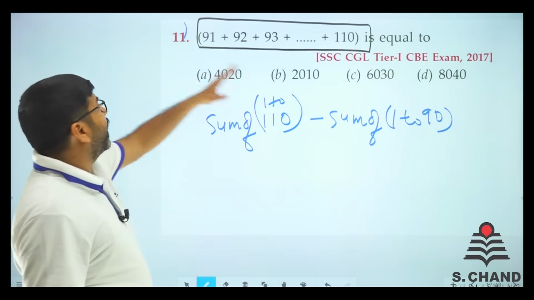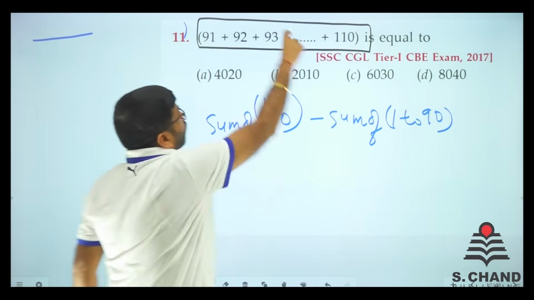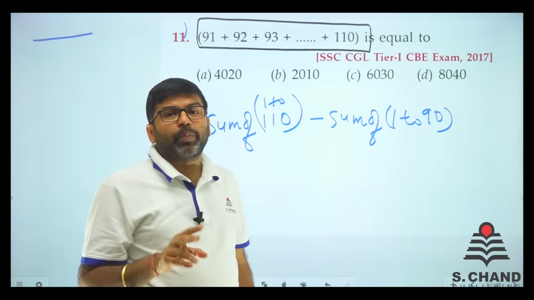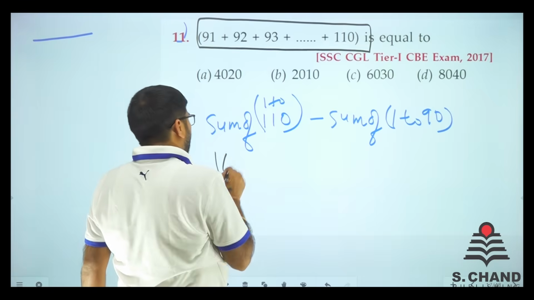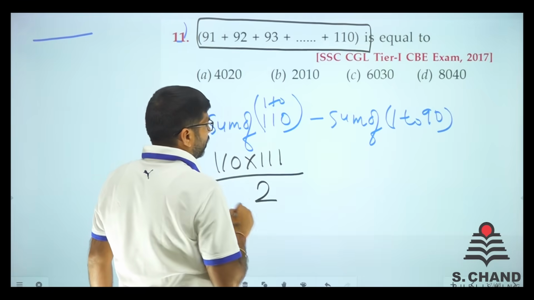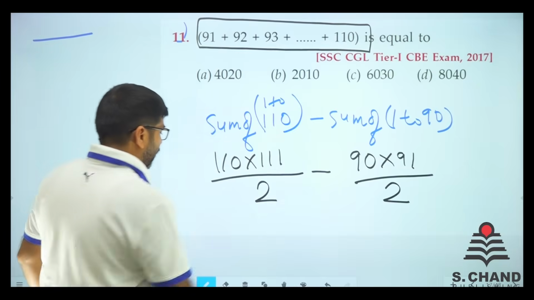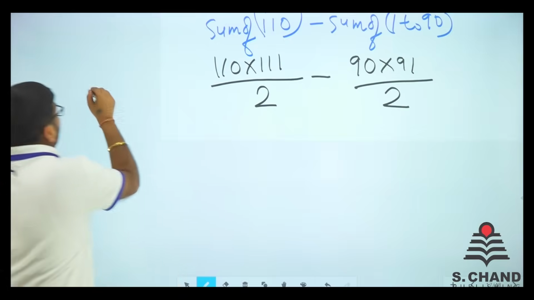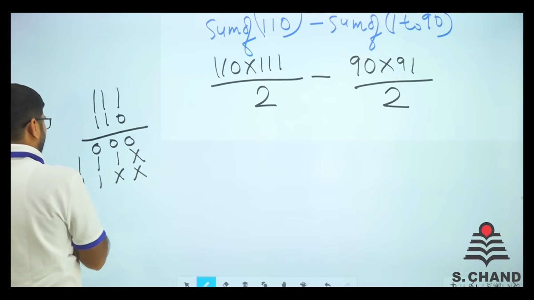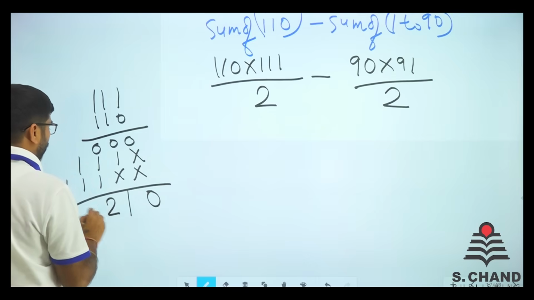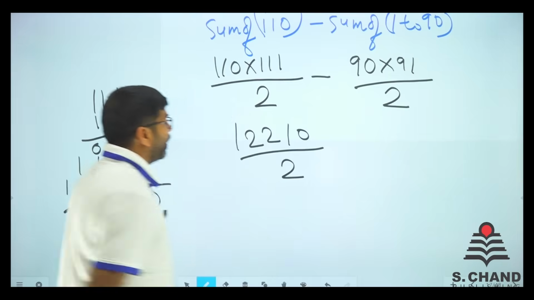See this. If I write, say for example, 1 to 110, and if I subtract 1 to 90, if I add all of them starting from 1 till 110 and then subtract 1 till 90, just remove them. So it will remain like this only. Sum of 110 numbers, as you know, 110 into 111 divided by 2, minus 1 to 90, 90 into 91 divided by 2. Now this we need to calculate. Let's calculate it fast. Now 111 and 110: 0 0 0, 1 1 1, 1 1 1. So we have got 0 here, 1 here, 2 here, 2 here and 1 here. So it will be 12210 divided by 2, and that is the multiplication of 111 into 110.